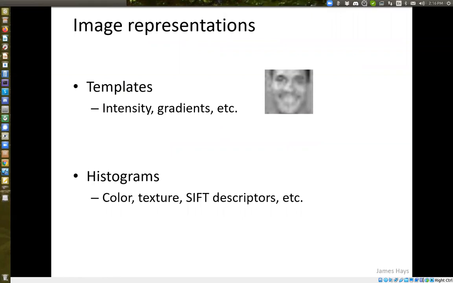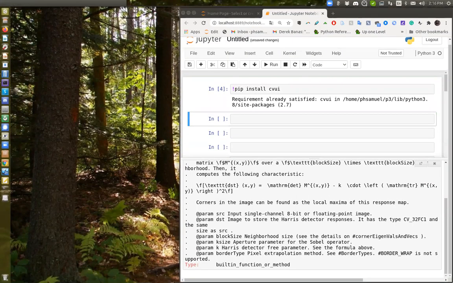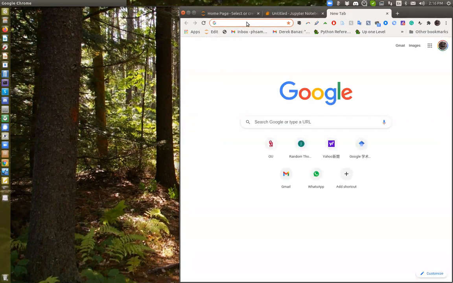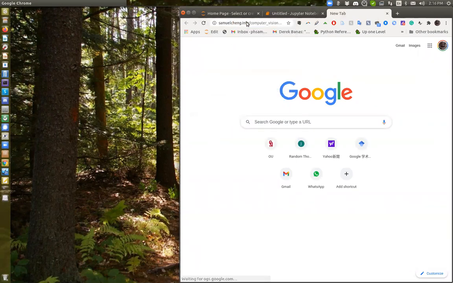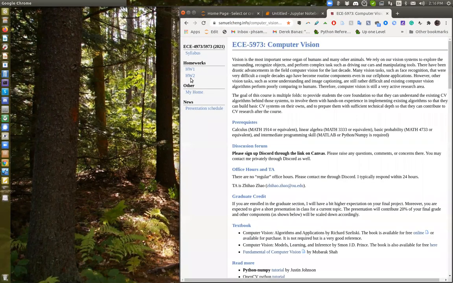Someone has a question: I am unable to see my homework two on Canvas. Oh, okay. When you go to Canvas, there's a link, right? Is that what you mean, you cannot find the questions for homework two? This should link to the website basically. It should just link to here. So the questions are here instead.